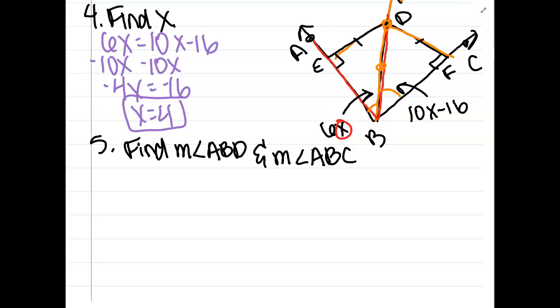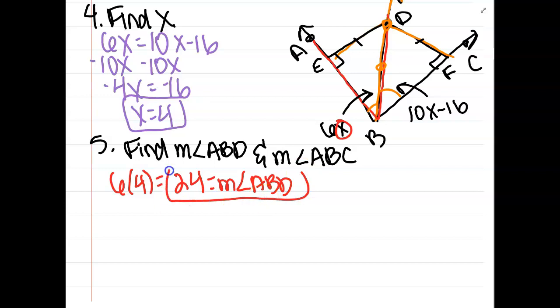Yeah, we know what x is, right? So that angle measures 6x. So we're going to take 6 times 4. So the measure of angle ABD is going to be 24. Now, if I want to find the measure of angle ABC, that's the whole angle.